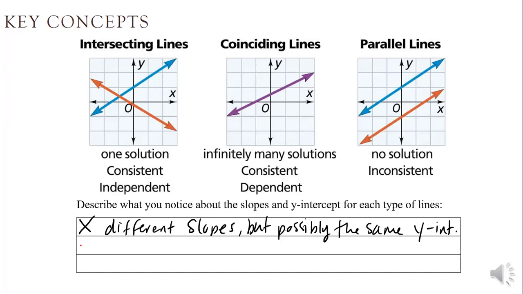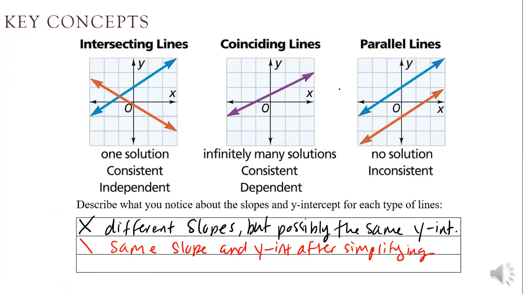So what that means in terms of a system, and in terms of their slope and their y-intercept, is they have the same slope and y-intercept after simplifying. Okay, so you're going to have the same slope and y-intercept after simplifying. Okay, and we call that a consistent dependent system.